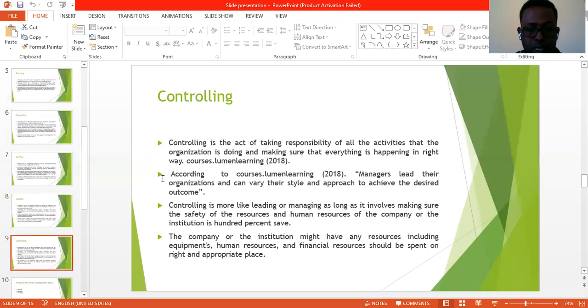So controlling, let us go to the next slide, which is explaining about controlling.